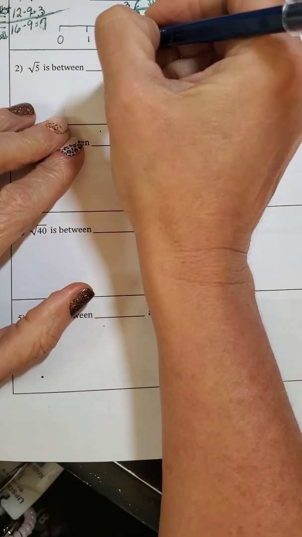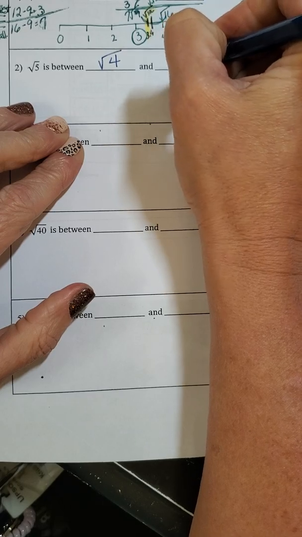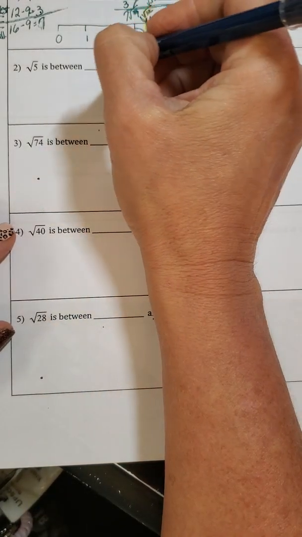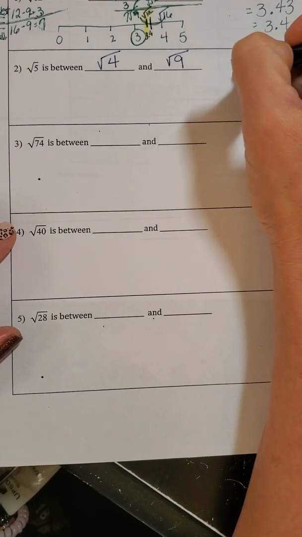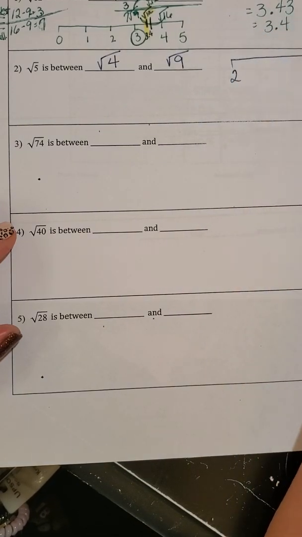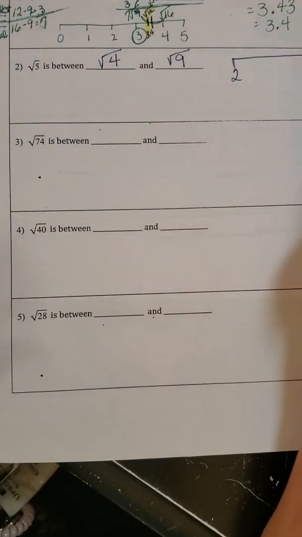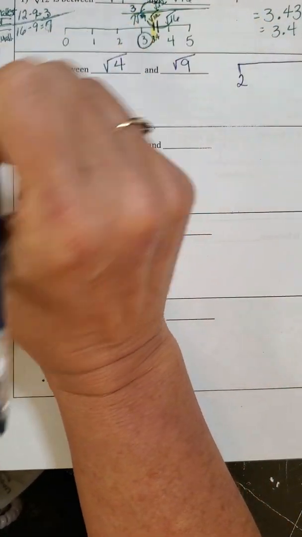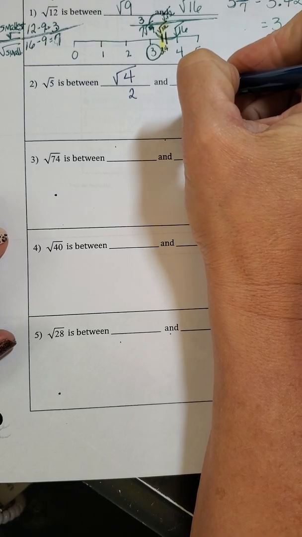So the square root of 5 is between the square root of 4 and the square root of 9. All right. The square root of 4 is 2 and the square root of 9 is 3. I'm going to make my number line like this. I'm just making a 2 and a 3 number line because I just need to know that it's going to be between 2 and 3. So this is falling between 2 and 3.